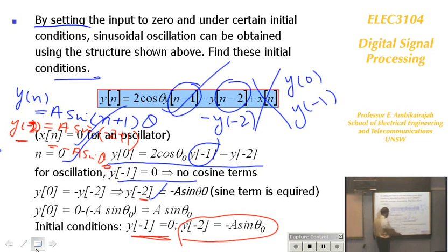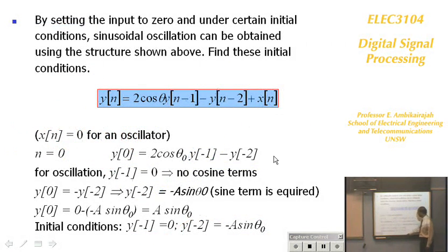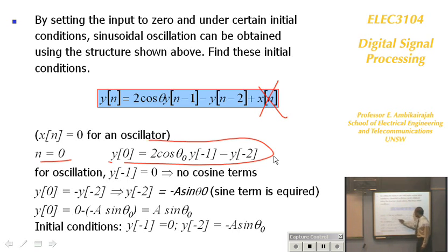Have a relook at it again and see whether you understand. Do you follow? Sorry about the scribble, I was just scribbling too fast. So just to make sure that's gone. Okay, then you substitute n equals 0. You get this equation. You get rid of that. You can do that automatically. You don't need to say no cosine terms. Just get rid of that. So set that to 0.